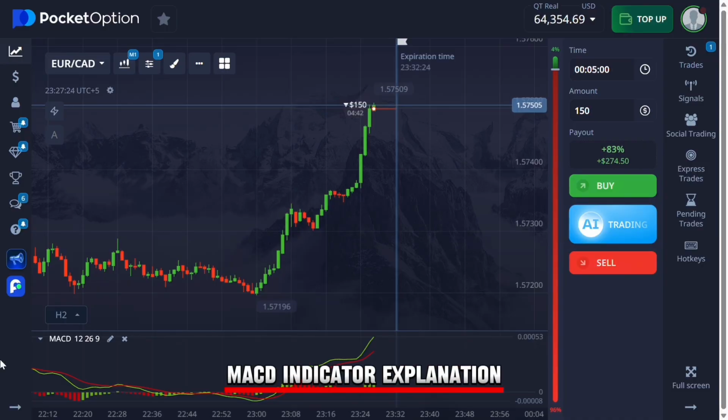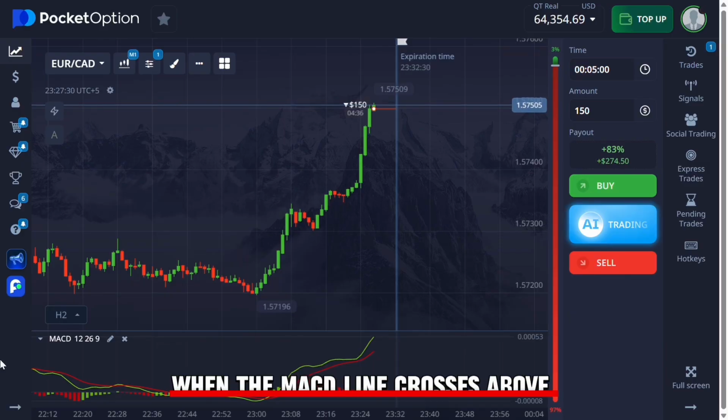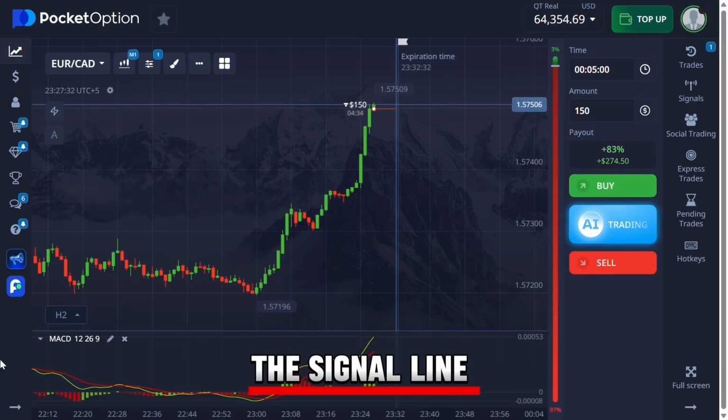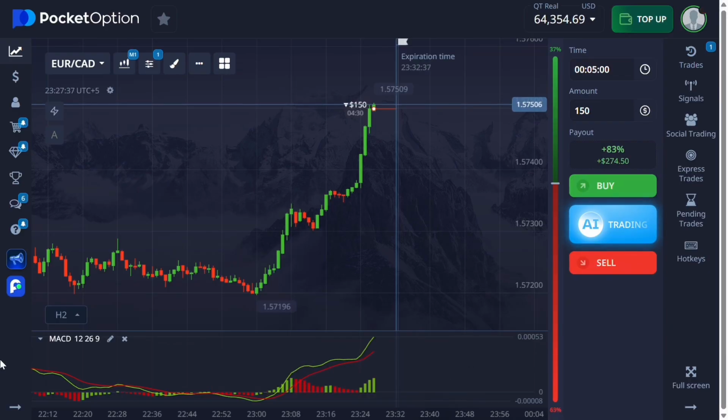MACD indicator explanation. Now let's talk about MACD. In MACD, you'll see the signal line, MACD line, and histogram. When the MACD line crosses above the signal line, that's a buy signal. When it crosses below, that's a sell signal.